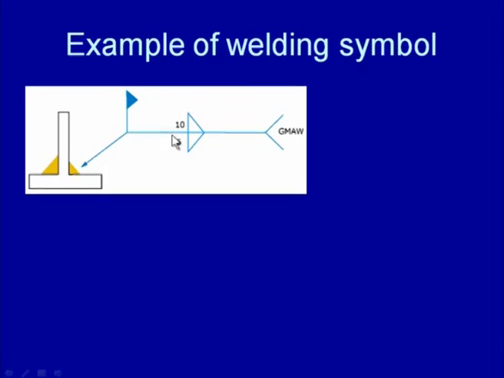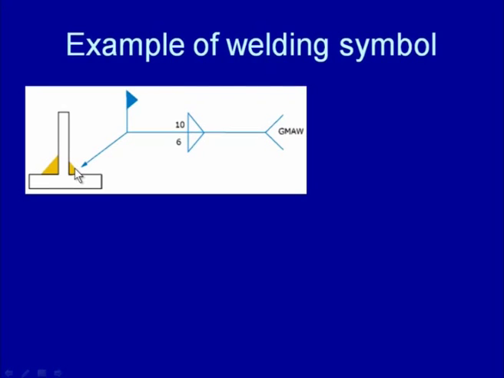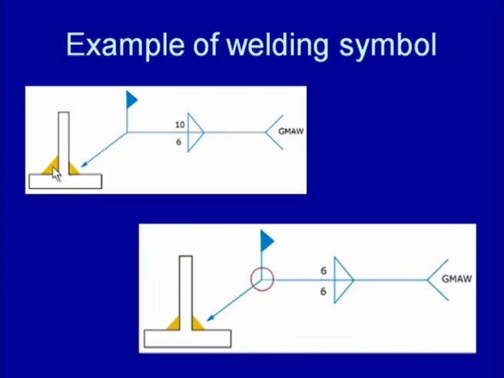So, the weld symbol above the reference line indicates the weld to be made on the other side of the arrow line. The arrow line is this one, indicating the weld to be made. A smaller fillet weld is to be made on the arrow side, and the bigger fillet weld is to be made on the other side of the arrow.